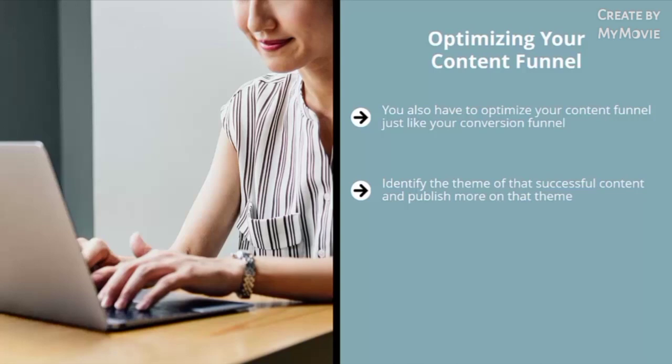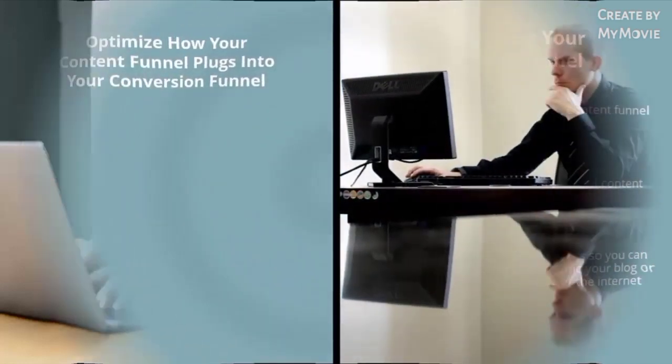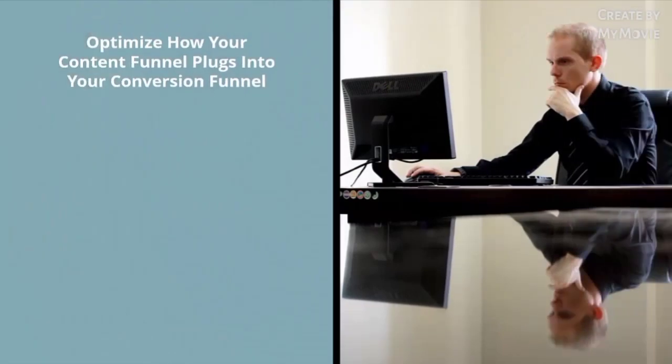Create variations. If you notice an upward trajectory of the traffic you're getting, this means you are on the right track. It means you're talking about the right topics. Keep exploring different subtopics so you can keep increasing the organic traffic your blog or website attracts from the rest of the internet.